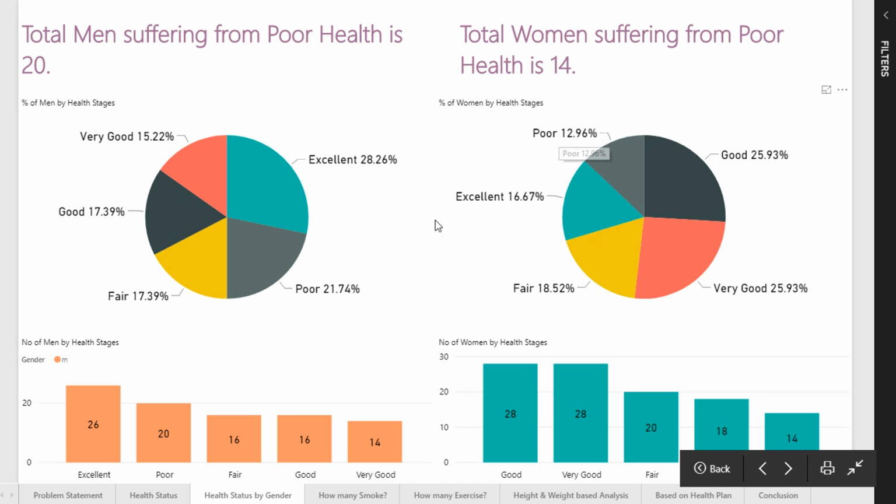This shows us that there is a significant difference in the health status of men and women. So the key insight that we get from this page is total men suffering from poor health is 20, which can be observed from this below chart. Similarly, total women suffering from poor health is 14, which can be understood from this below visual.